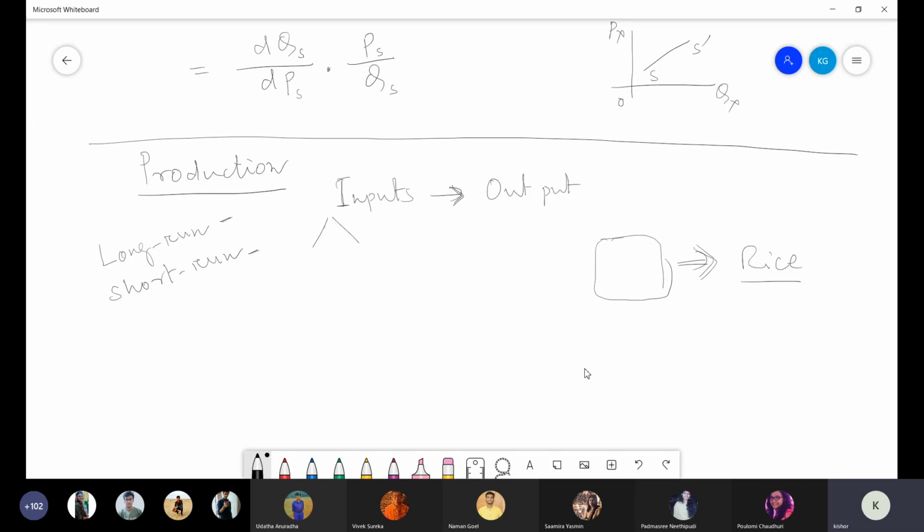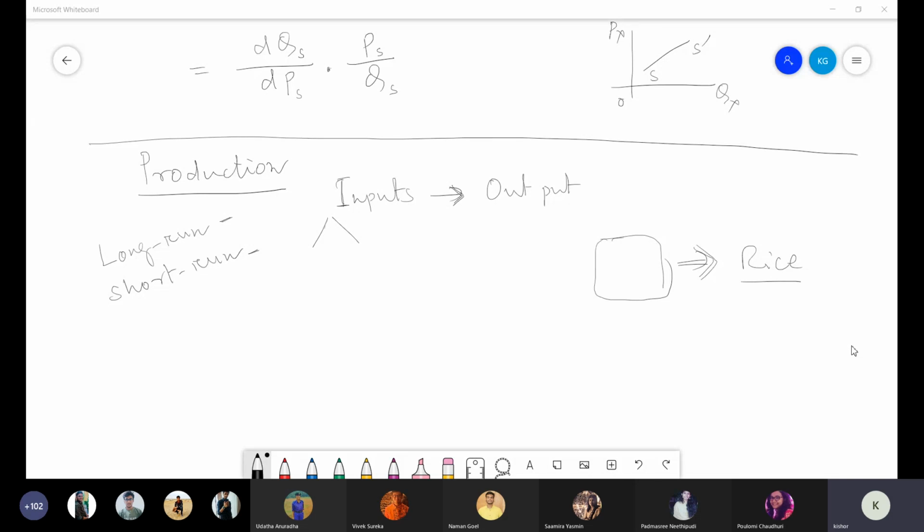So anything that goes into the process of production is called input. Anything that comes out from the process of production is called output. I believe it is clear to you. Now, think about these two situations, short run and long run.